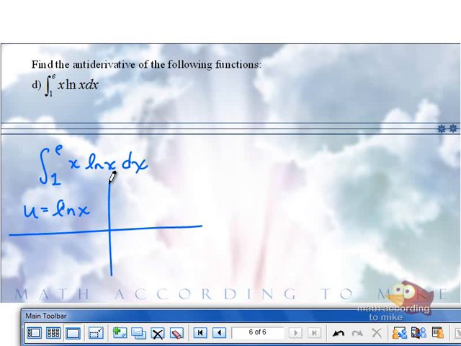And what would be left over for dv? x dx. So that's new for us because typically our power rule is where the u is at. But since we have a natural log there, it got bumped. So what is du? What's the derivative of natural log of x? 1 over x dx.